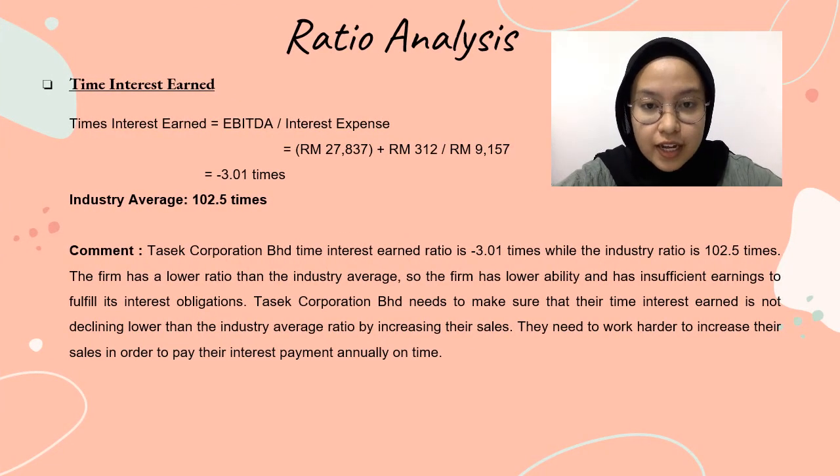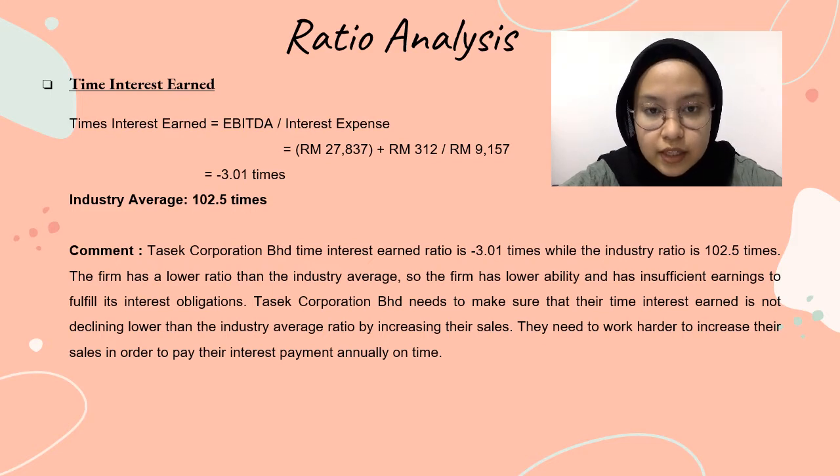Okay, so for the next one is times interest earned. The formula is EBITDA divided by interest expense. So 27,837 plus 312, and we divide it by 9,157, and we will get negative 3.01 times, and the industry average is 102.5 times.